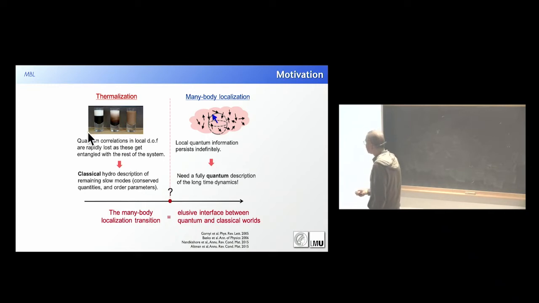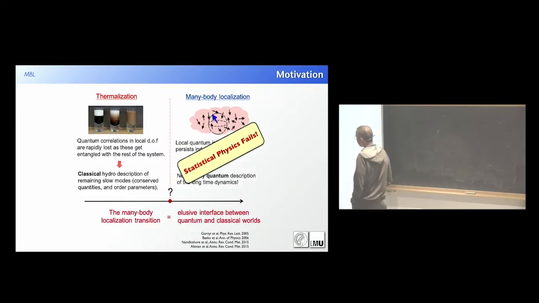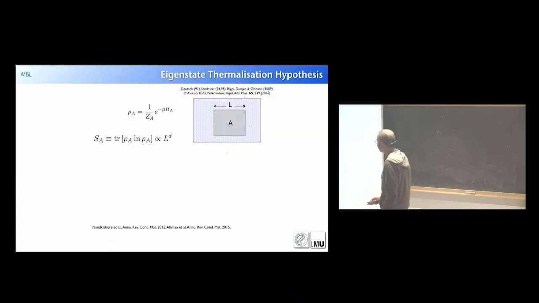So in a quantum system, a similar thing happens. Basically, you can think of all these quantum correlations that build up in the local degrees of freedom as being rapidly lost as the system gets entangled with everything else in the system, and then typically we have a classical hydrodynamic description, which can give a very efficient description of the slow mode evolution in the system. And MBL, of course, is a nice example where this does not happen, and where the statistical physics approach fails, and I think that's why it generated so much interest.